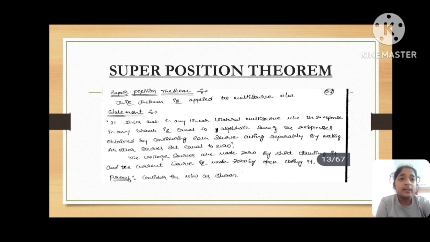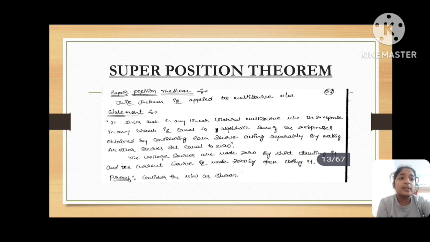The superposition theorem is applied to multi-source networks. The superposition theorem states that in any linear bilateral multi-source network, the response in any branch is equal to the algebraic sum of the responses obtained by considering each source acting separately, with all other sources set equal to 0. The voltage sources are made 0 by short circuiting, and the current sources are made 0 by open circuiting them.